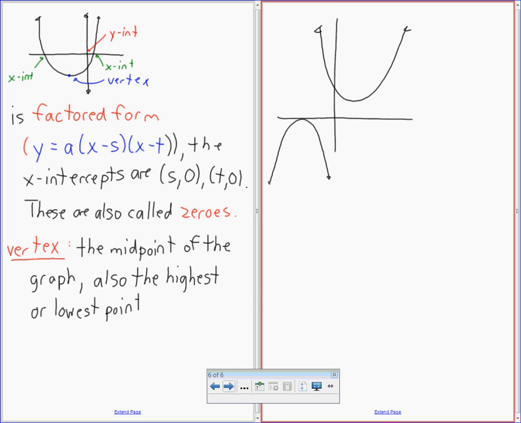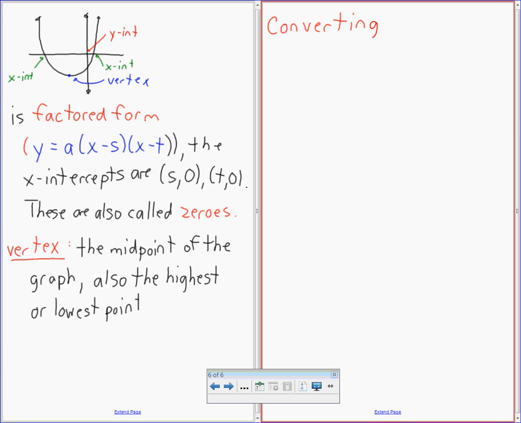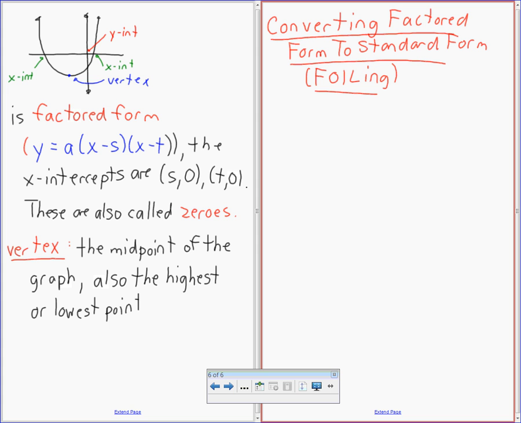Okay, let's get to a little bit of algebra today if we can. Converting factored form to standard form. I put in brackets foil, foiling, because when you look back at the end of the year, you'll say, oh yeah, foiling, I got it. You don't remember the title: factored form to standard form. Here we go, example 1.